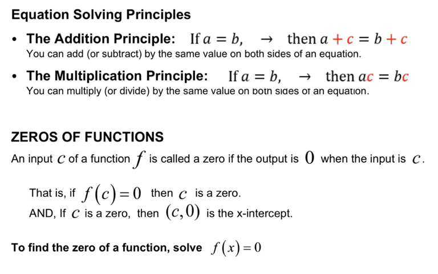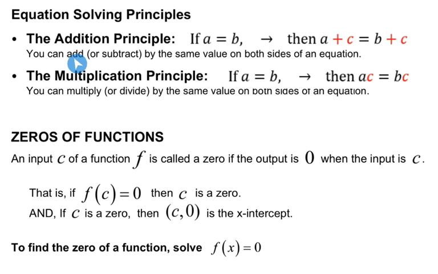Welcome. Now we're going to talk a little bit about equation solving principles, which for our purposes should be review. We have both an addition and a multiplication principle that we can use for solving. The first addition principle says that if we have an equation, sum A equal to sum B, essentially, using this arrow to mean then, what this says is I can add the same value to both sides of the equation.